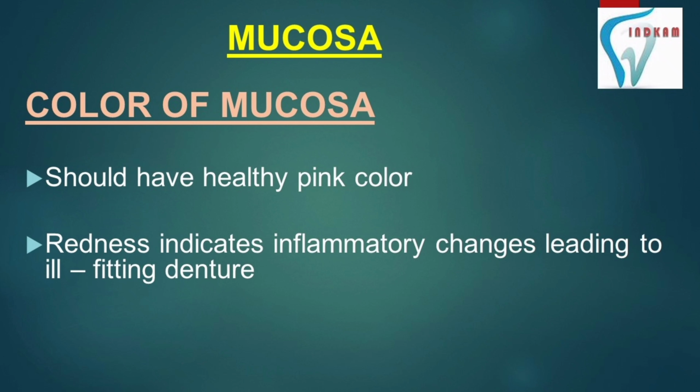Mucosa. We have to learn many aspects of mucosa such as color, condition, and thickness of mucosa, which all will affect the stability of denture. First of all, color of mucosa. The mucosa should have a healthy pink color. If there is redness, it indicates inflammatory changes which will lead to an ill-fitting denture. If we make the denture in that inflammatory condition only, once the inflammation goes, the denture will not fit the patient.